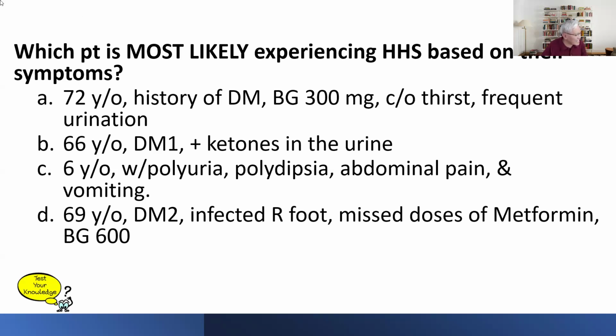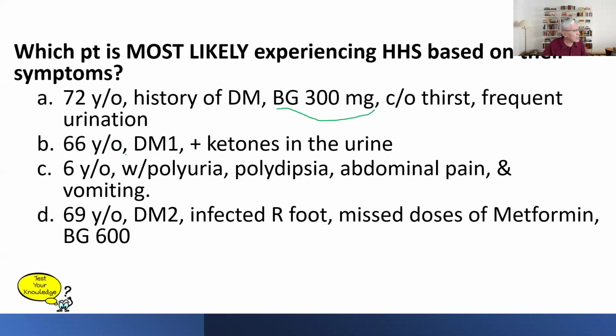Excellent. Letter D is the correct answer. Again, we're looking at HHS based on their symptoms. So this one, letter A, a 72-year-old with a history of diabetes with a blood glucose of 300. So we know that this is less than 600 or 400, so it's most likely to be DKA.